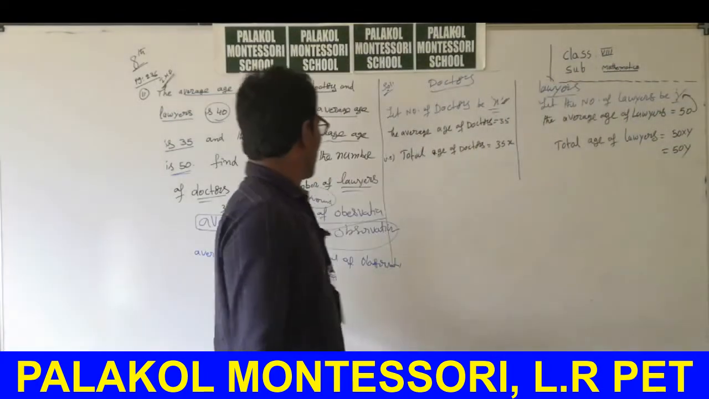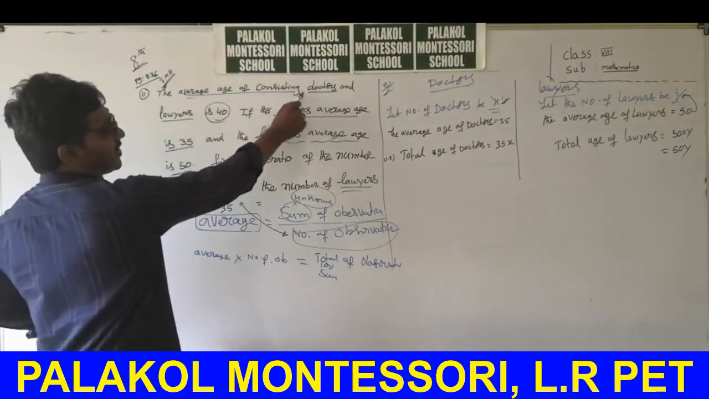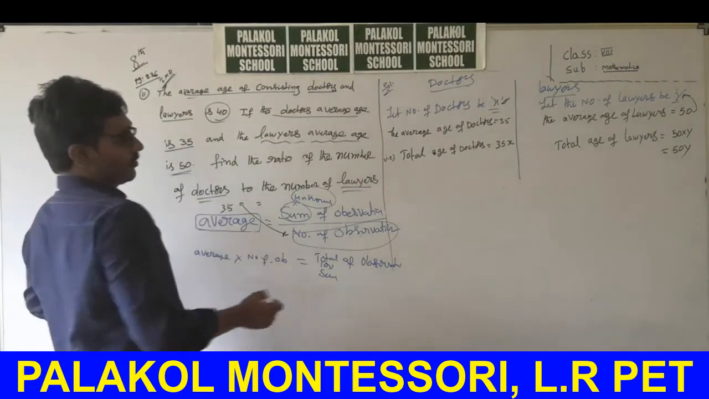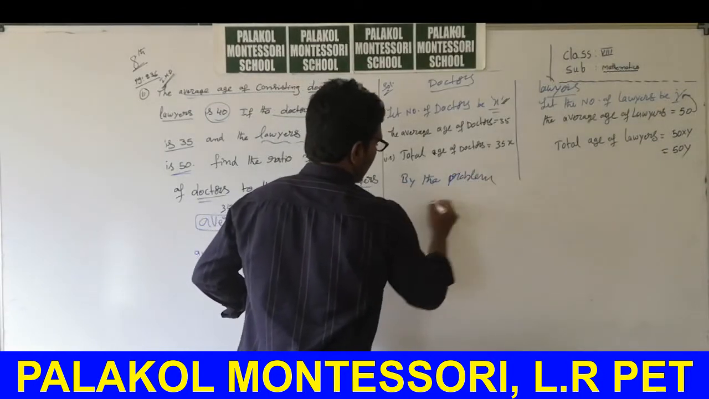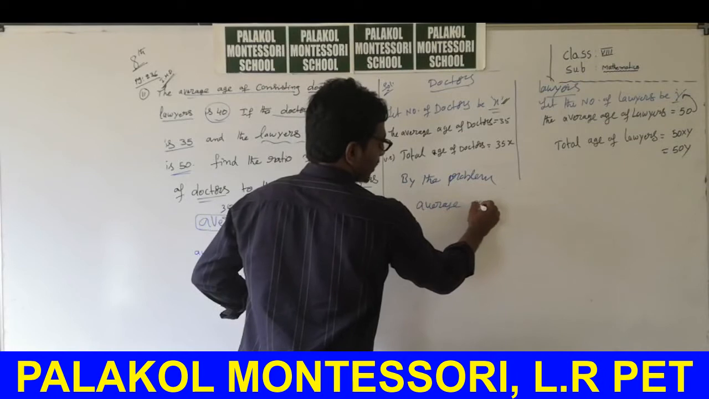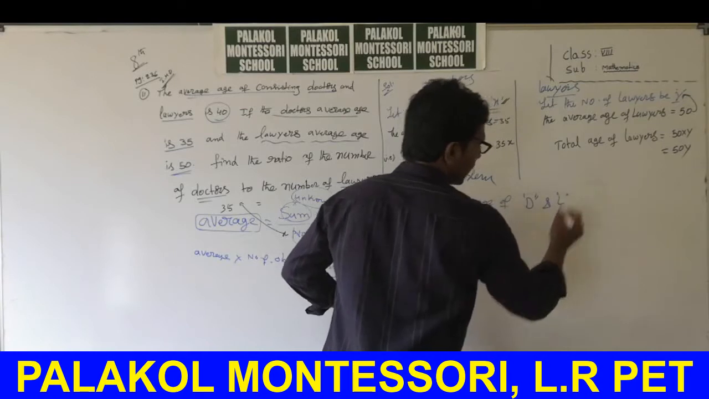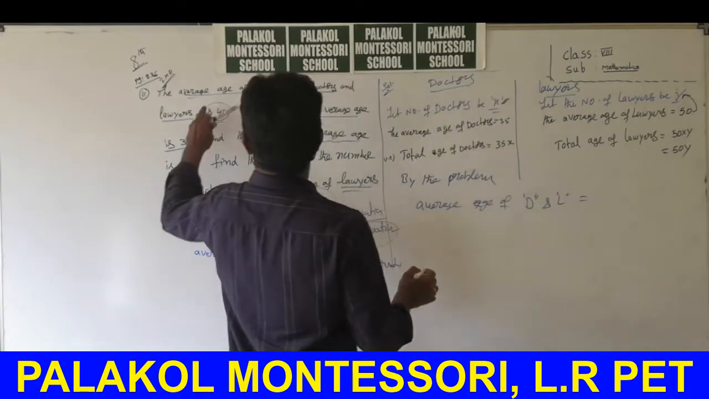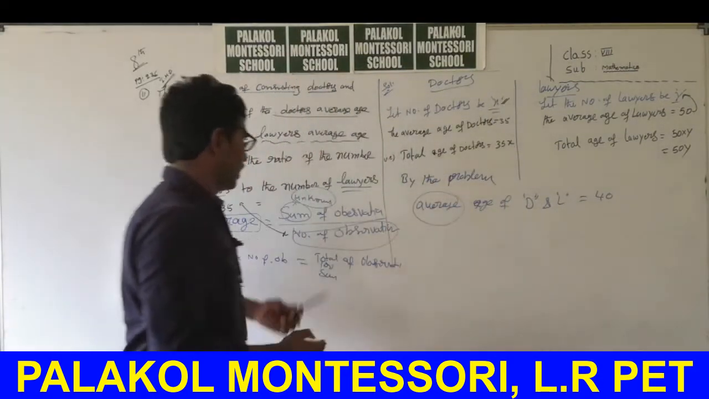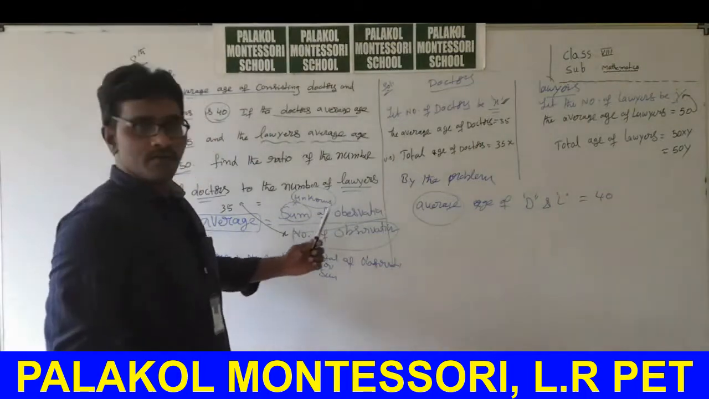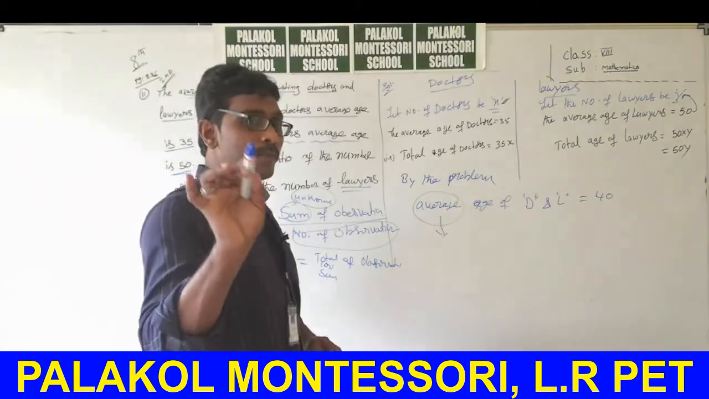Now see, one more point is already given in the sum. What is this one? The average age of daughters and lawyers together, by the problem, D for daughters, L for lawyers, is equal to how much? 40. Yes. What is the average formula? Total of observations by number of observations. That's the average formula.